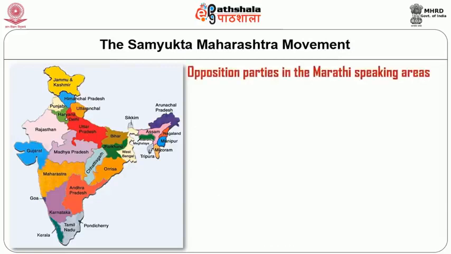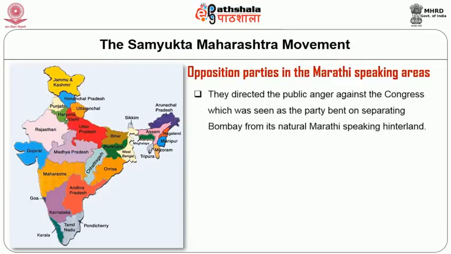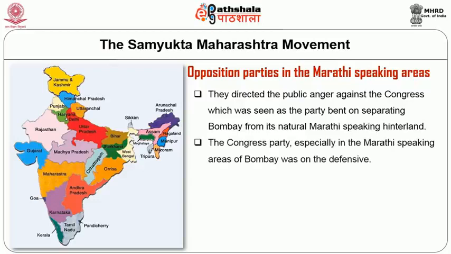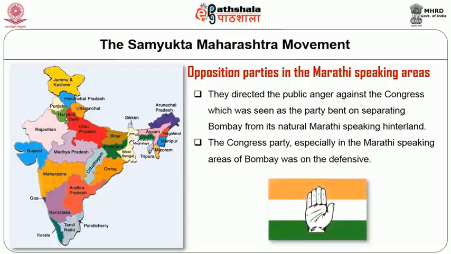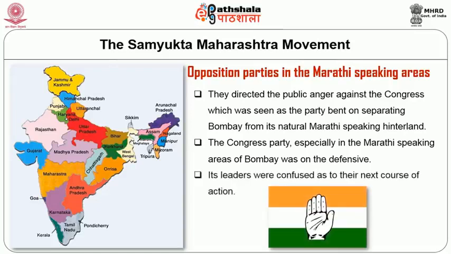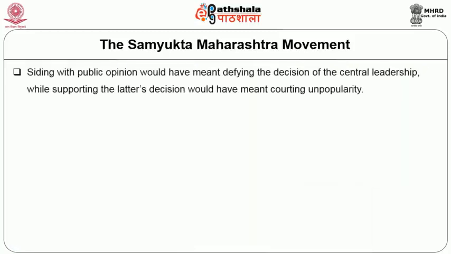The opposition parties in the Marathi-speaking areas of Bombay, Hyderabad and Madhya Pradesh directed the public anger against the Congress, which was seen as the party bent on separating Bombay from its natural Marathi-speaking hinterland. The Congress party, especially in the Marathi-speaking areas of Bombay, was on the defensive. Its leaders were confused as to their next course of action. Siding with public opinion would have meant defying the decision of the central leadership, while supporting the latter's decision would have meant courting unpopularity. They chose to remain loyal to the party.